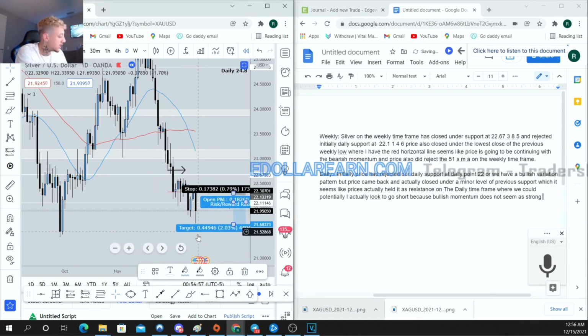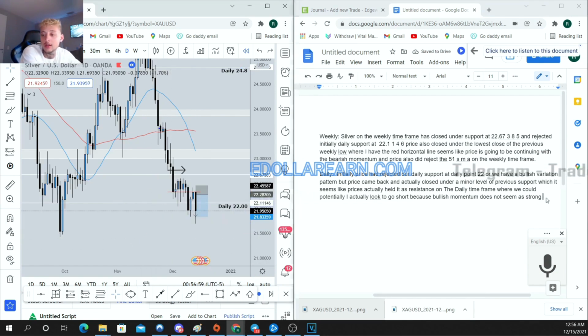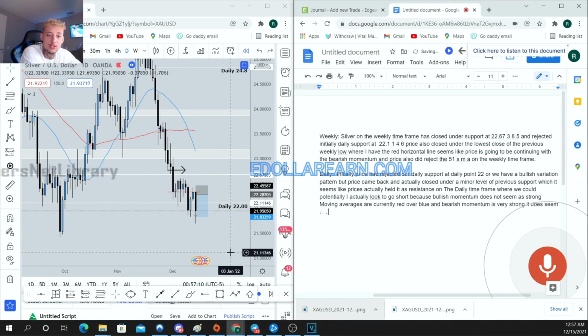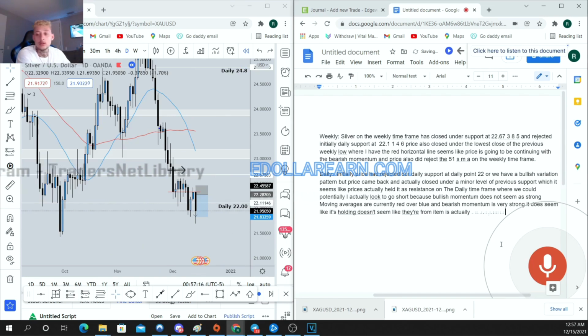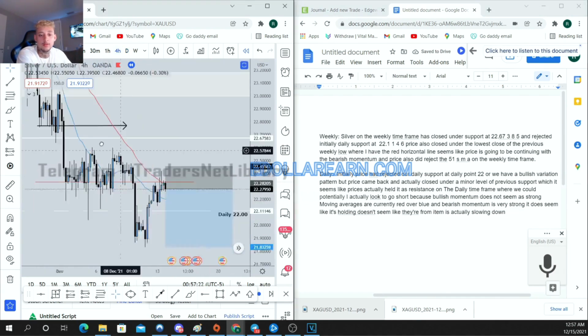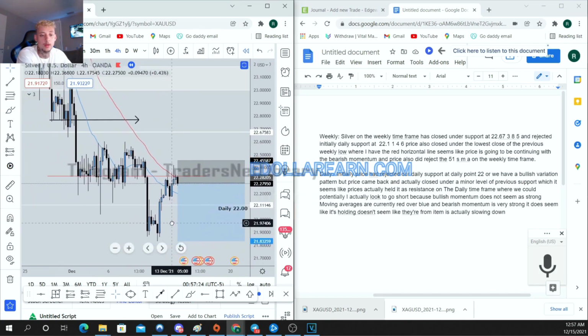Then I want to see if there's anything else I could potentially add here. Moving averages are currently red over blue, and bearish momentum is very strong, and it does seem like it's holding. It doesn't seem like bearish momentum is actually slowing down. Simple. All we're going to do is just add notes there. And then this is our main time frame, right? The 4-hour time frame, right?